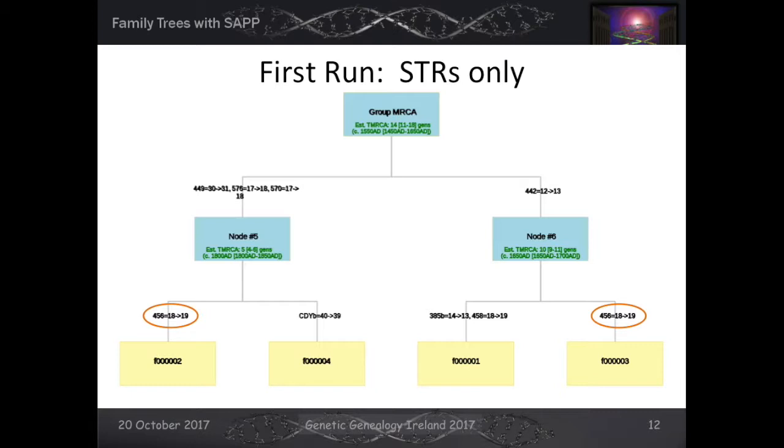And 442 is a slower one. And that one is not as likely to have mutated twice. So that's how it builds the tree. Again, it may not be the perfect tree, but it's the most likely.